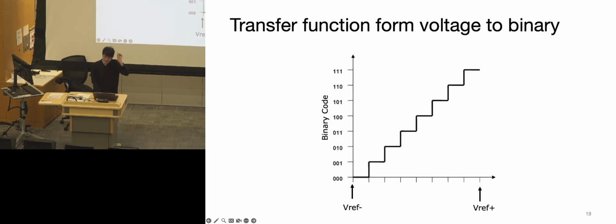So this is basically how we do the transfer from voltage to binary. This is from 0 to 4, and each of the steps essentially means 0.5 volts here.